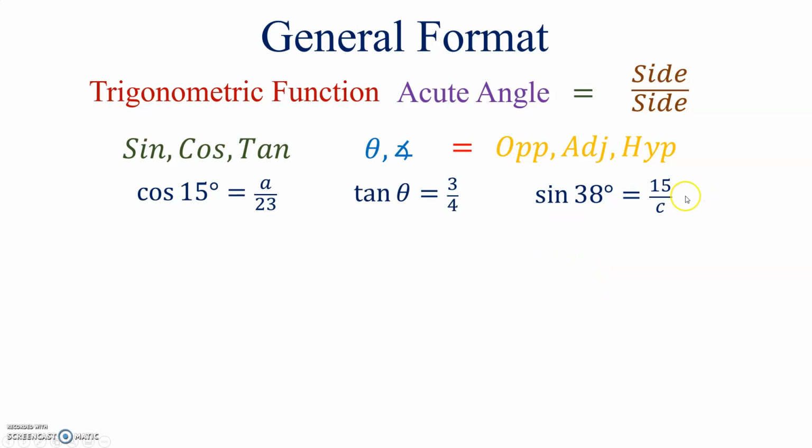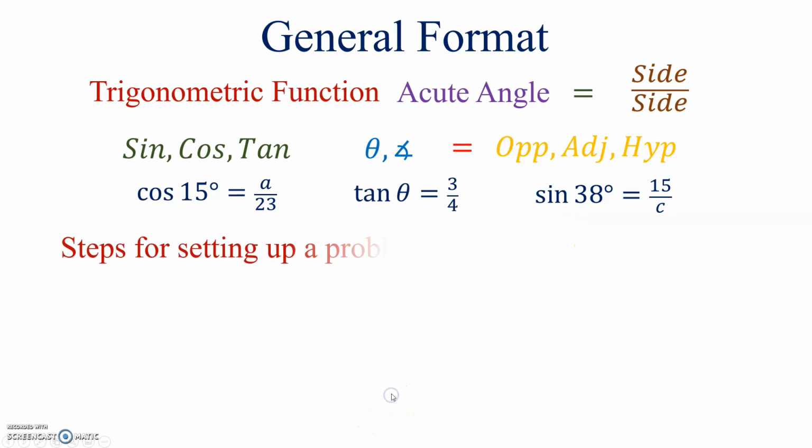Next example, sine 38 degrees equals 15 over c. Sine is the trigonometric function. 38 degrees is the acute angle. Notice I'm not just saying angle, the acute angle, because again, in a right triangle, we have the right angle and two acute angles, followed by the equal and the ratio of two sides. Here, the 15 represents the opposite, while the c represents the hypotenuse. I know that because of the trig function sine.